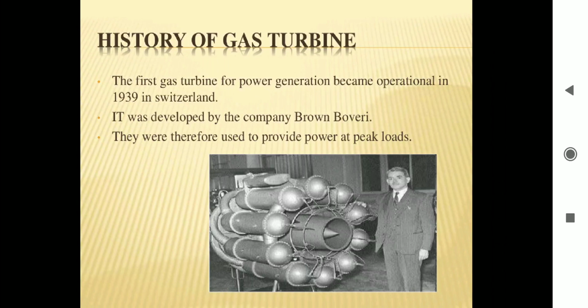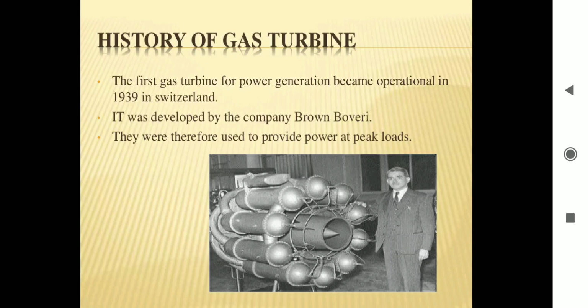So here is the history of the gas turbine power plant. As I have already told you, it is also called the Brayton cycle. It was developed by the scientist Brayton, and it was first used for power generation in 1939 in Switzerland. The company which used it for commercial purposes was Brown Boveri.